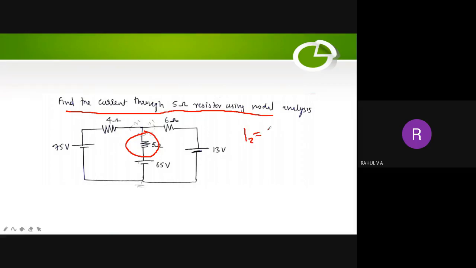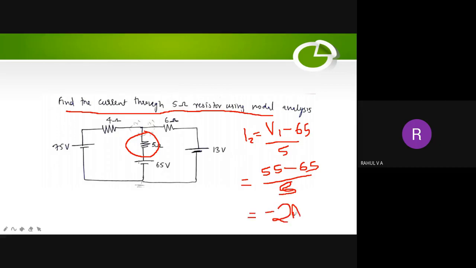So the equation for I2 was V1 minus 65 divided by 5. So as others said, V1 value is 55 minus 65 divided by 5. The result is minus 10 by 5, it is minus 2 ampere is the current through 5 ohm resistor.